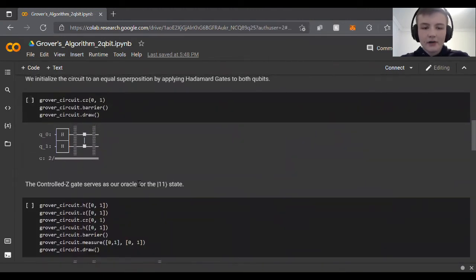Here we will define our oracle for the 1-1 state using a control Z gate. So we have the control as 0 and the target as 1. Once again, we have the barrier and we draw the circuit. This is what control Z looks like.